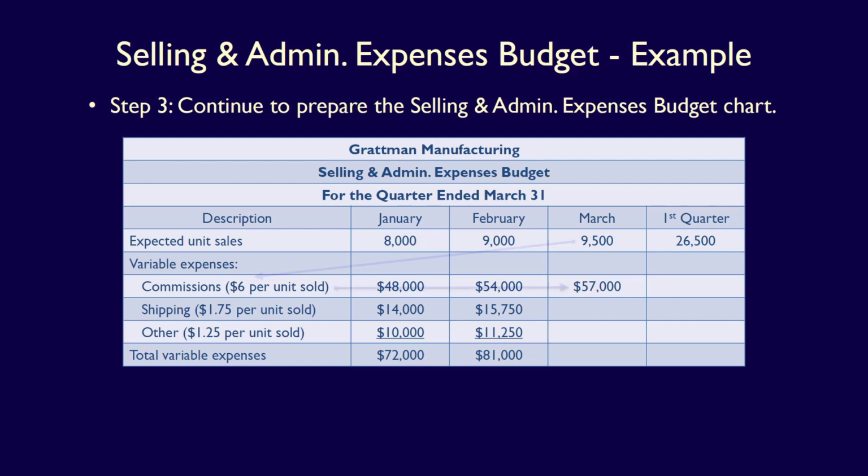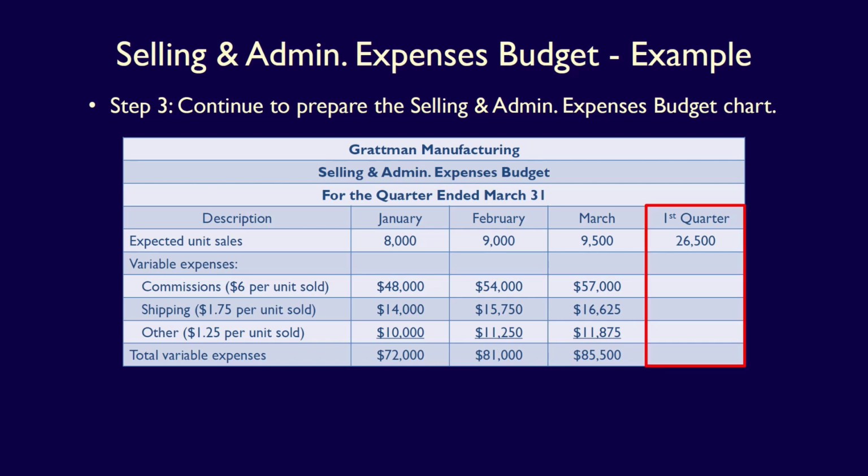Finally, March, 9,500 units sold multiplied by $6 per unit commissions is equal to $57,000. 9,500 units sold multiplied by $1.75 per unit shipping expense, $16,625. 9,500 units sold multiplied by $1.25 per unit other variable expenses, $11,875. For total variable expenses for March, $85,500.